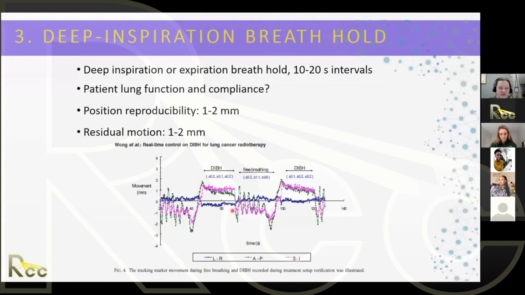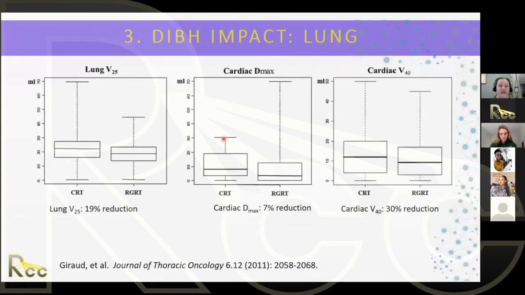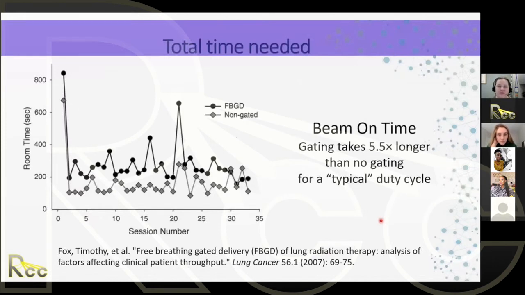The position reproducibility to go to the same point in inspiration breath hold tends to be 1 to 2 millimeters, and then you have to add to that a slow drift over the breath hold interval of also about 1 to 2 millimeters. But again, like gating, there is a lot of impact. Lung treatments, you can have a 20% reduction on the V925. You can get a 7% reduction on the cardiac hotspot and the cardiac 440. Again, breath hold and gating take longer because your beam is not continuously on. So you need to make space for those patients in your treatment schedule.